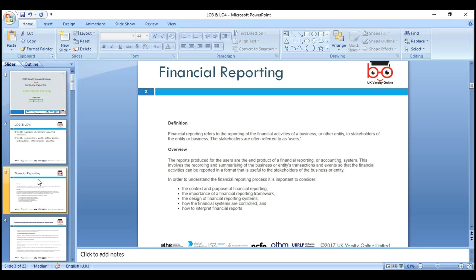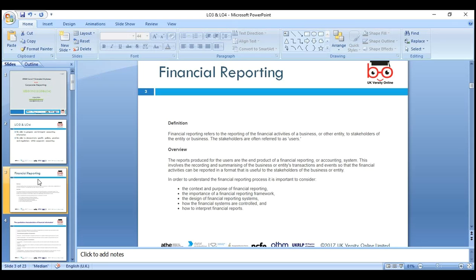Stakeholders means anybody who has any interest in the business. The shareholders means the investors, who are actually the owners of the business. In order to understand the financial reporting process, it is important to consider the context and the purpose of financial reporting: why we report, why we need to report. Because we need to report to provide information that is useful for the stakeholders to make financial decisions.